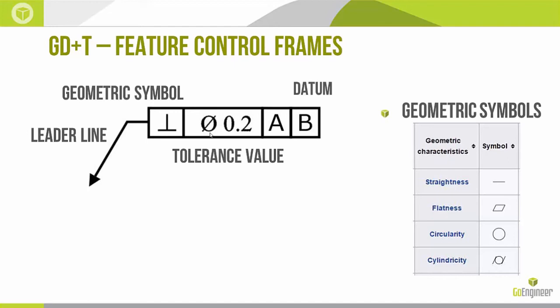And then lastly, we have datums. In this particular feature control frame, there's two datums listed, A and B. You can have as many as you want, but you typically don't find over 3 on most parts.